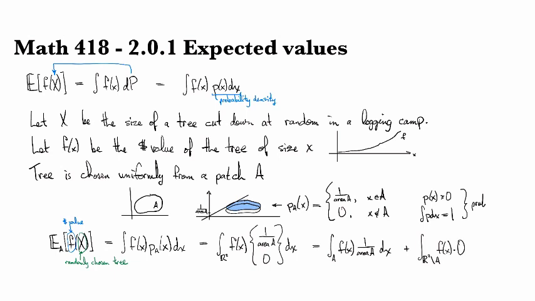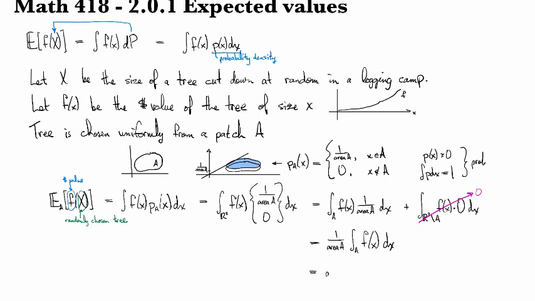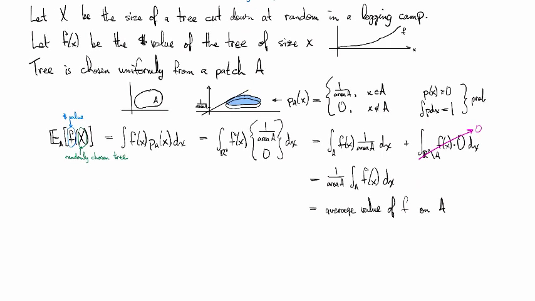And out here it has value 0. So that part is going to go away. And meanwhile, this first part here I can rewrite as 1 over the area of A, integral over A, f of x dx. And you recognize this from calculus class as the average value of f on A. And that's exactly what the expected value is. It's the average. Okay, so it's the average with respect to some sense. Here it's uniformly weighted. A different probability distribution might have weighted something less uniformly, but oh well.